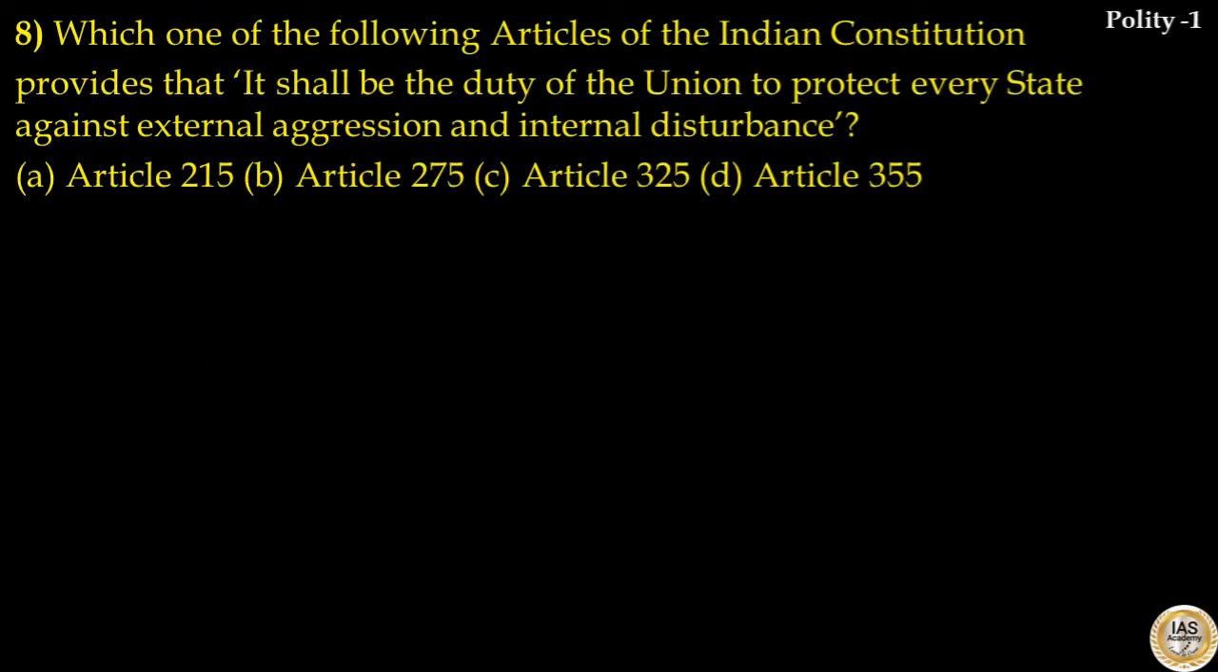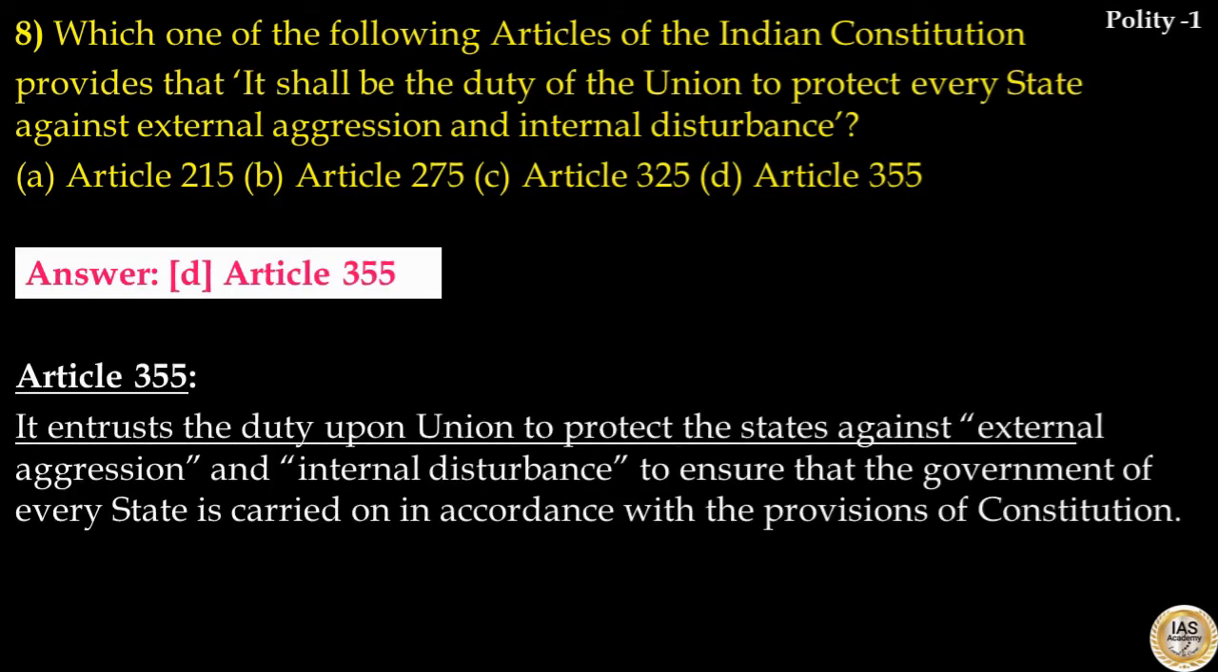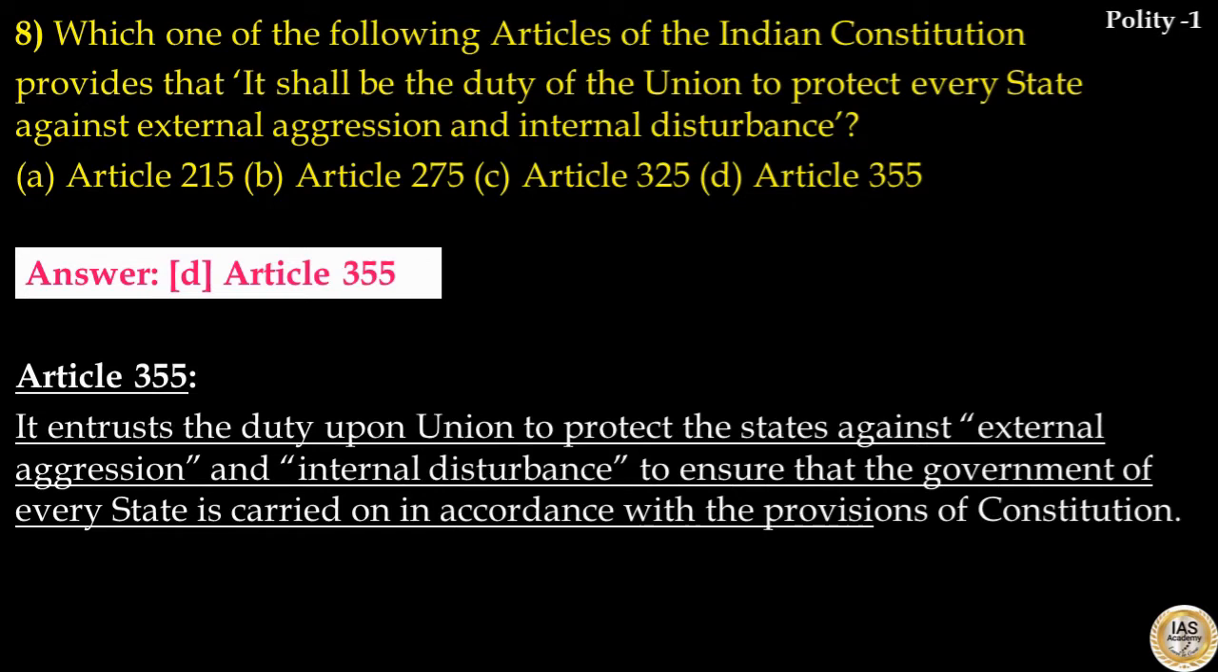Question number 8. Which one of the following articles of the Indian Constitution provides that it shall be the duty of Union to protect every state against external aggression and internal disturbance? Options are Article 215, Article 275, Article 325 and Article 355. Here the answer to this question is option D, Article 355. Article 355 entrusts the duty upon Union to protect the state against external aggression and internal disturbance, to ensure that the government of every state is carried on in accordance with the provisions of Constitution. So your answer to this question is option D.